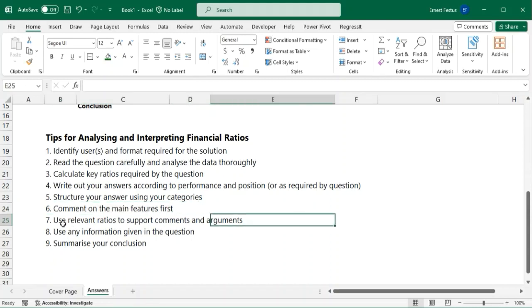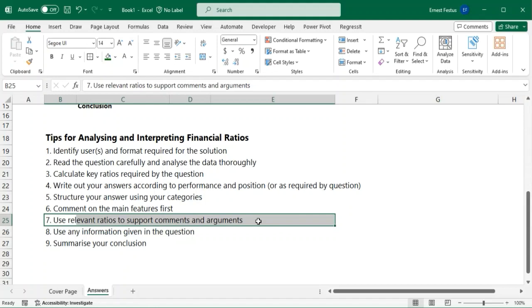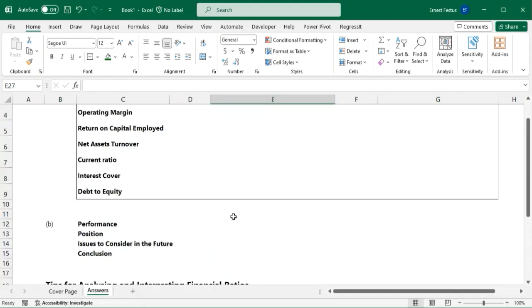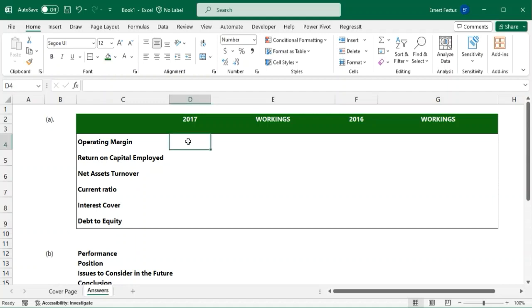You have to comment on those first. And then you continue to use relevant ratios to support your comments and arguments. This is when you begin to use the financial ratios, the figures that you've calculated, to support your arguments and your comments on the financial statements. And then you must use any information given to you in the question. As we begin to solve this particular question, you would realize that every piece of information given to you is actually important. And then always summarize your conclusion. Any conclusion you draw from your analysis should be summarized under a conclusion heading. So let's calculate our ratios, and then we would see how we would interpret and analyze these ratios.